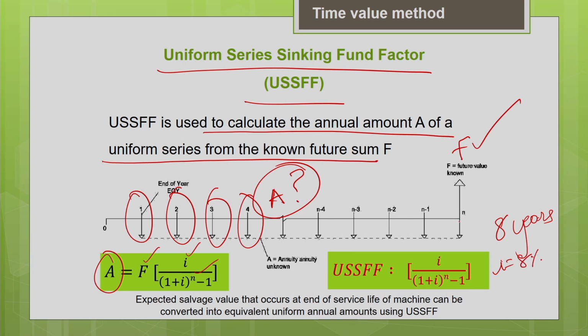so that at the end of the 8th year I will be getting, say, 10 lakhs. This is known. I need 10 lakhs at the end of the 8th year. For every year, how much should I deposit in the bank at the compounding interest of 8%? This A is unknown. That is what we are calculating here.